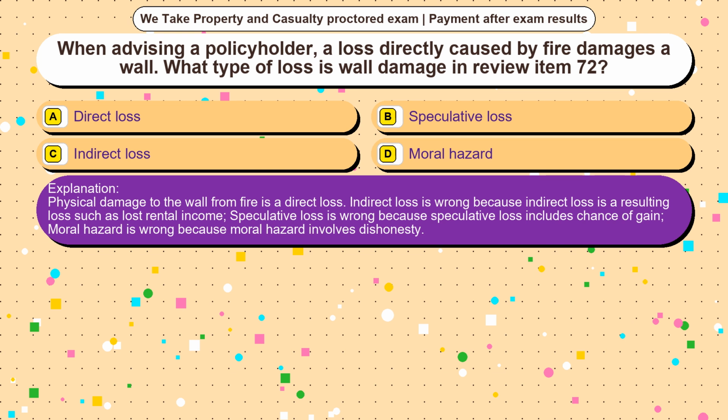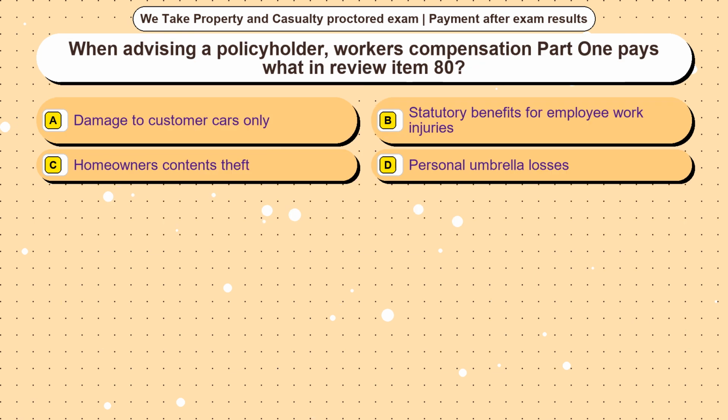Moral hazard is wrong because moral hazard involves dishonesty. Question 18. When advising a policyholder, workers' compensation Part 1 pays what in review item 80? Option A, damage to customer cars only. Option B, statutory benefits for employee work injuries. Option C, homeowners' contents theft. Option D, personal umbrella losses.